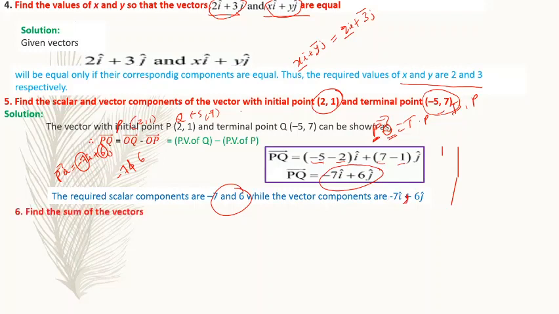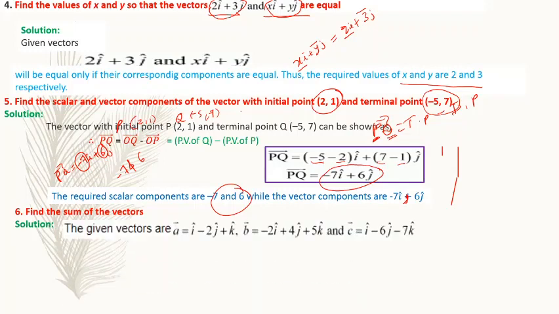Okay, so next move to the next concept, that is, find the sum of vectors. The given vectors are like this. Vector A is equal to i minus 2j plus k, and vector B is equal to -2i plus 4j plus 5k, and vector C is equal to i minus 6j minus 7k.